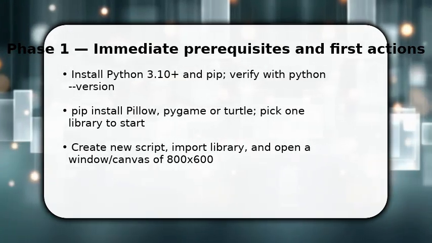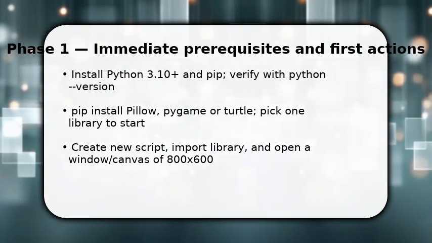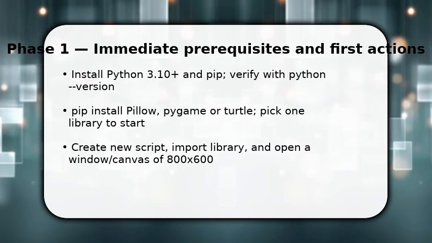This first step shows why initialization matters. Without a proper surface, you cannot draw, and you save time by verifying the loop and event handling early.